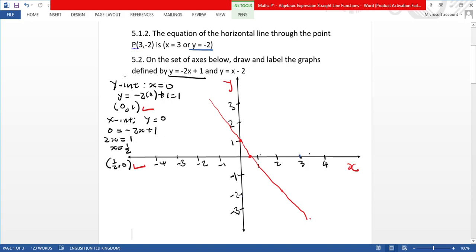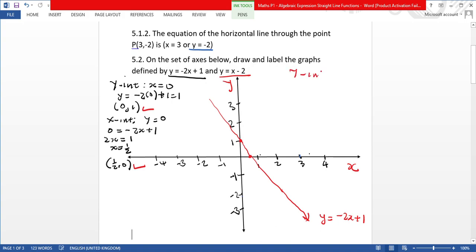So you can even put the arrow to say it's continuing this way and the other way, and label it as y equals minus 2x plus 1. Okay, we're done with the first straight line graph. Now let's do the second one, y equals x minus 2.